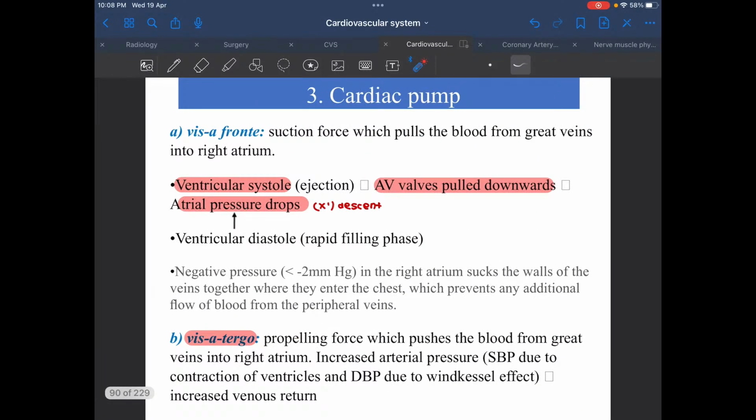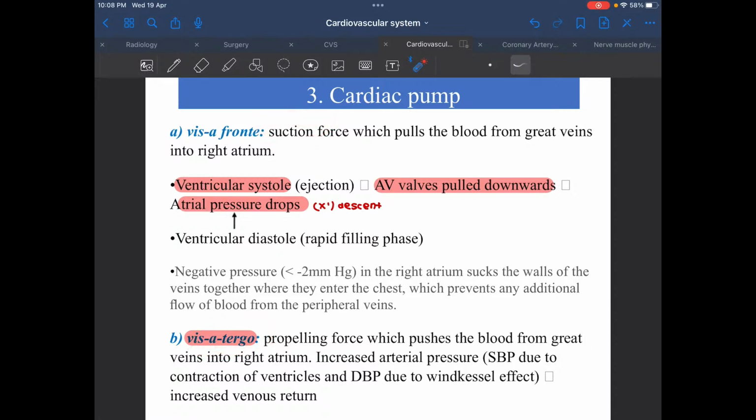The third one is your cardiac pump. In this we have two forces. The first is the vis a fronte force, and the second one is the vis a tergo force. What do I mean by a vis a fronte? So vis a fronte means it's a suction force, and a vis a tergo is a propelling force. That's the first difference.